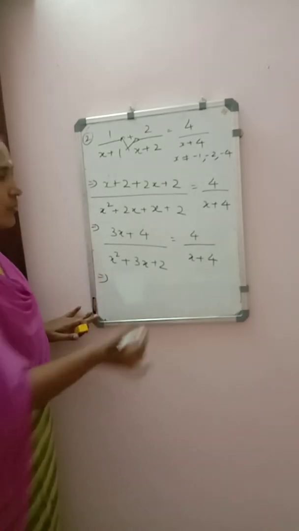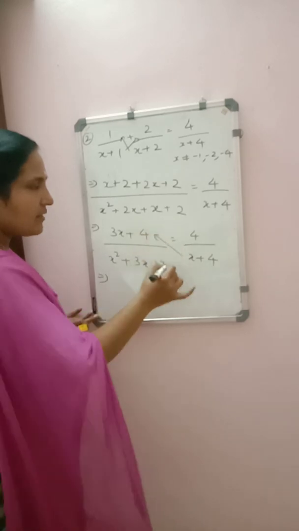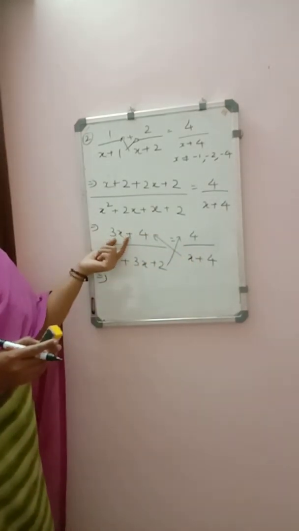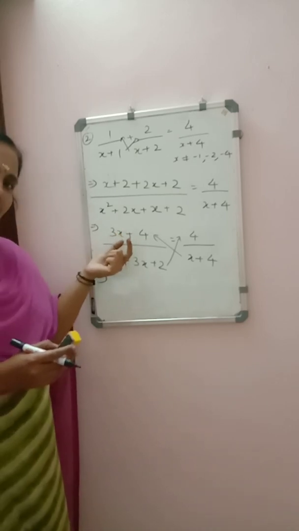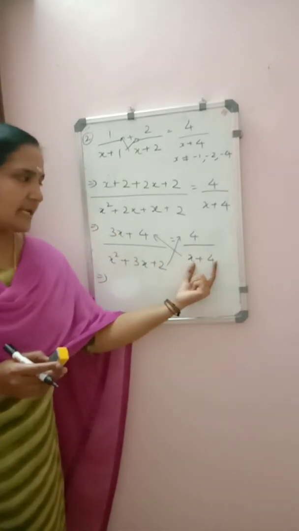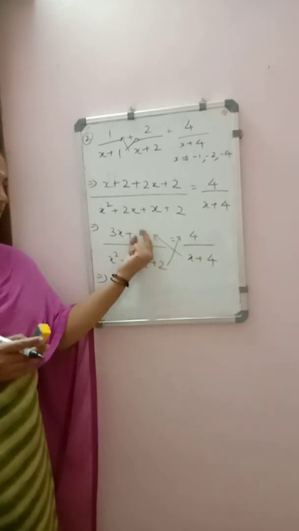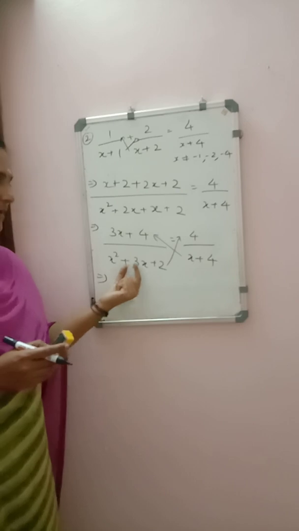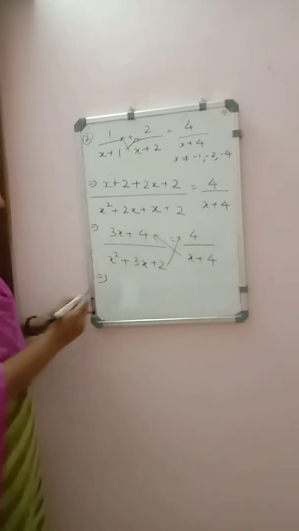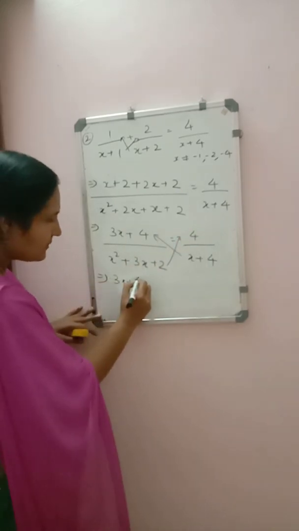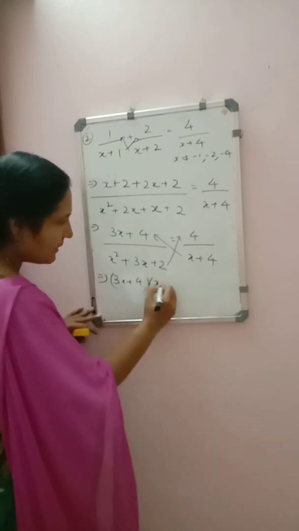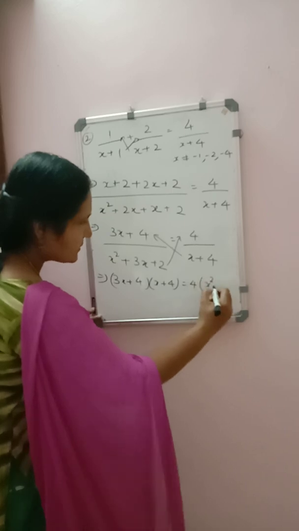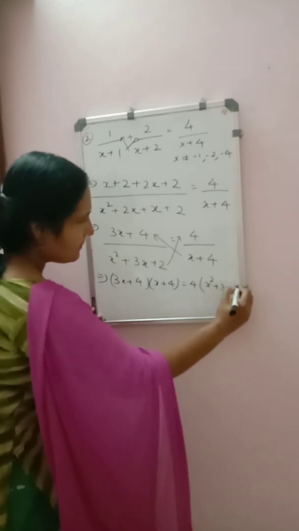Now here again what we have to do? We have to do the cross multiplication. Cross multiplication, just shift this expression here. We are going to use transposition rule only. X plus 4 is in denominator. So I am shifting x plus 4 to left hand side. So it will go to numerator, and same here it will go to numerator. So it will be equal to 3x plus 4 multiplied by x plus 4 is equal to 4 into x square plus 3x plus 2.